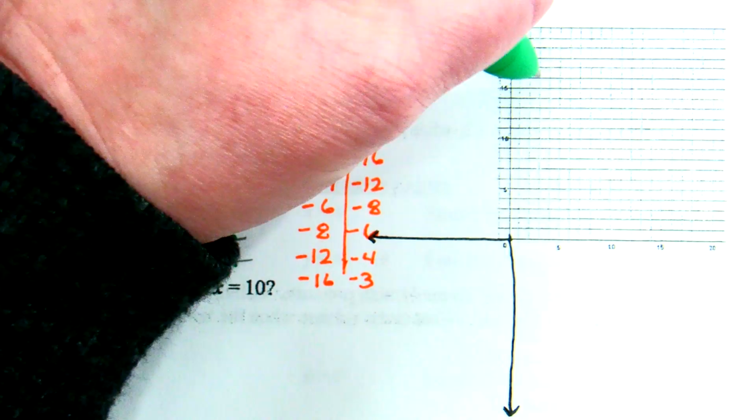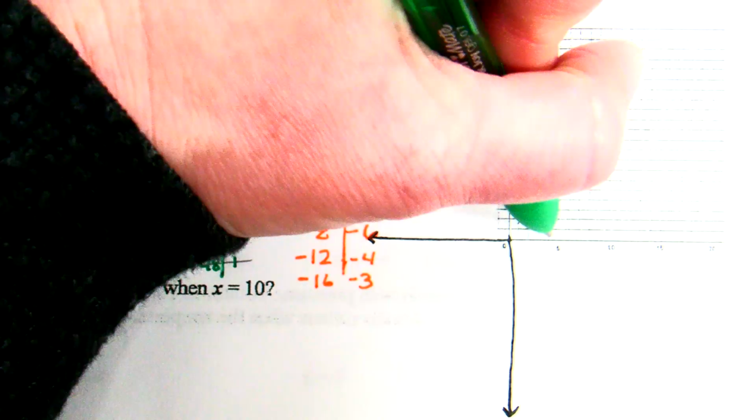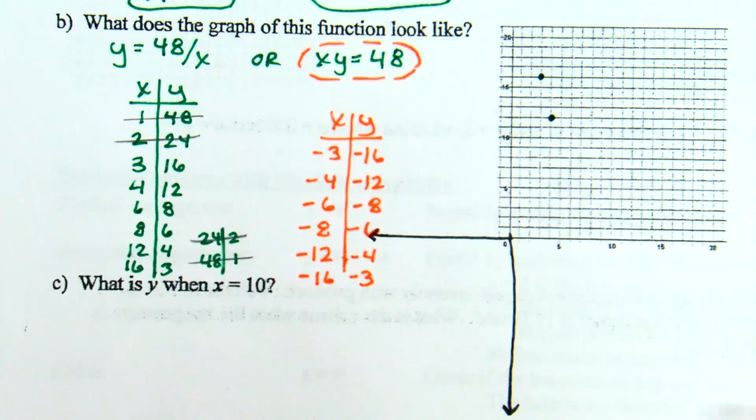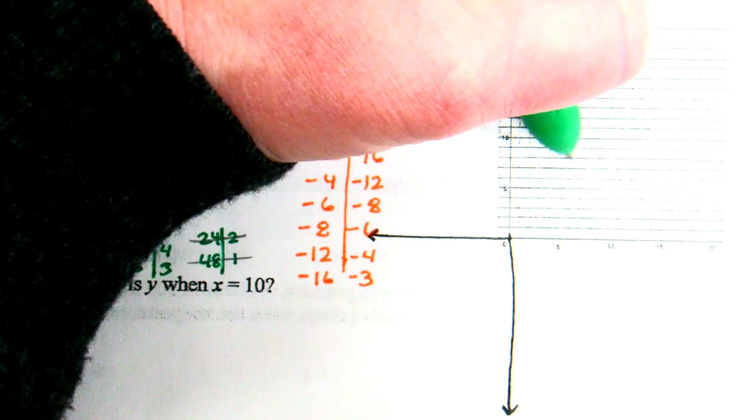The first ordered pair we're going to graph is 3, 16. So I'm going to do what? Right 3, up 16. Which, if I recall correctly, that's a 15 that's marked, isn't it? So right 3 and 1 above the 15. 4, 12. Right 4, up 12. 6, 8.